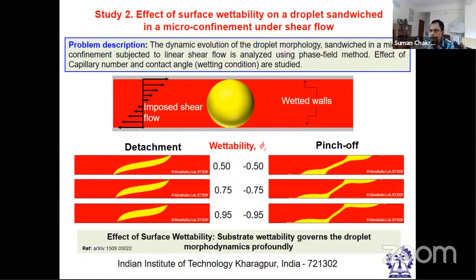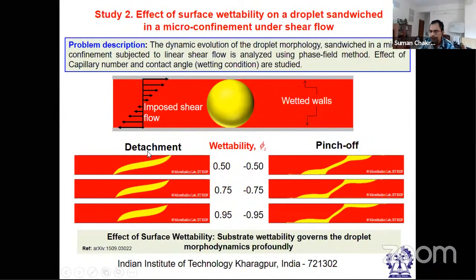So if you have a highly wettable surface, which is given by a low contact angle, the droplet phase will like to stick to the surface, but there will be a necking, and a part of the droplet will be separated, but part of the droplet will still stick to the surface. This is called pinch off.